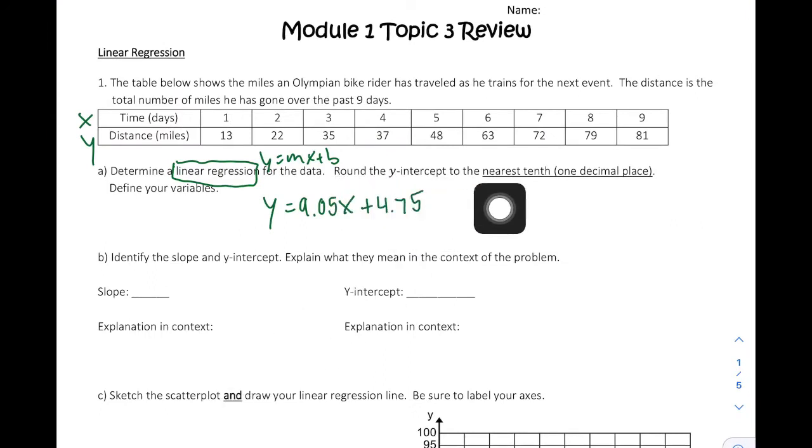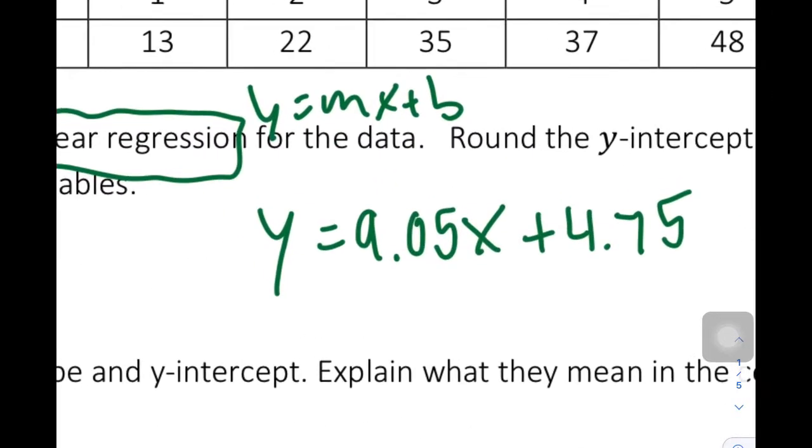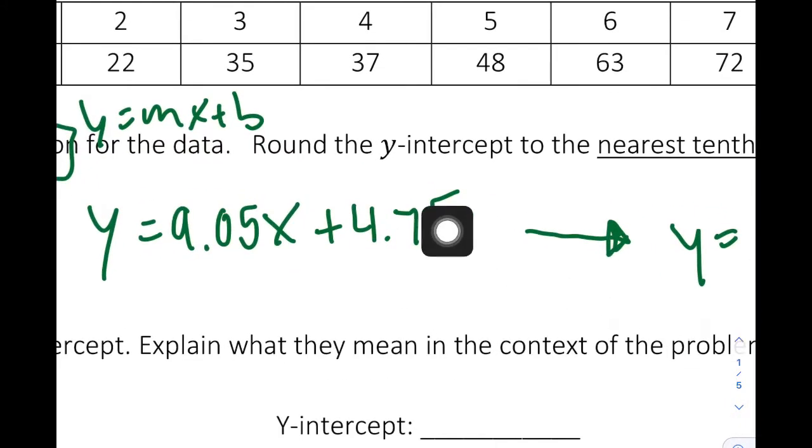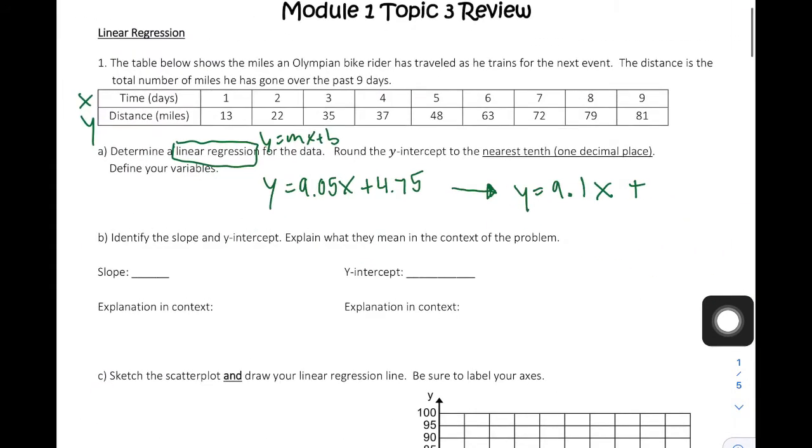One thing to notice, it did say to round the y-intercept to the nearest tenth, so 1 decimal place. So if I wanted to round both of these to 1 decimal place, it would be y equals 9 point, and then the 5 makes the 0 go up to a 1. So 9.1x plus, and similarly over here, the 5 makes the 7 go up to an 8. So here we have y equals 9.1x plus 4.8.